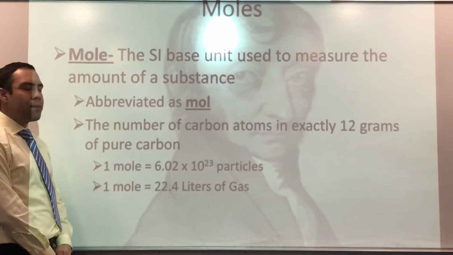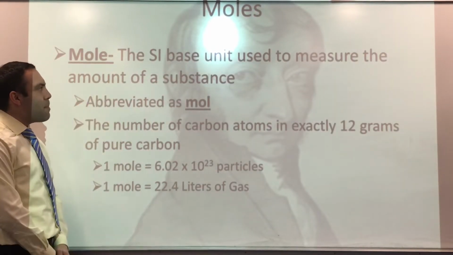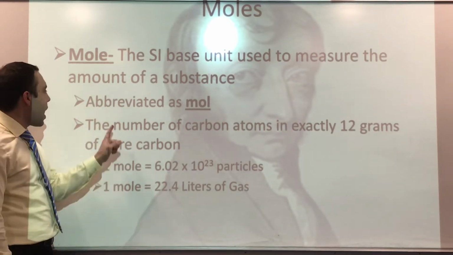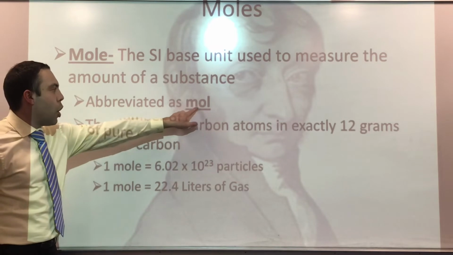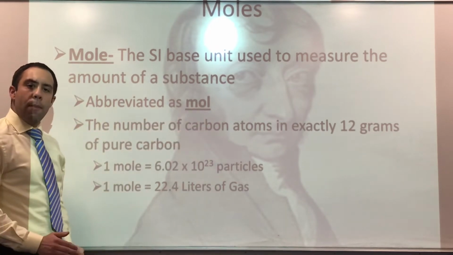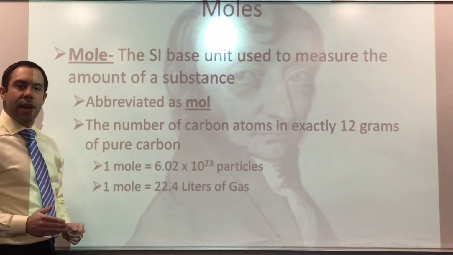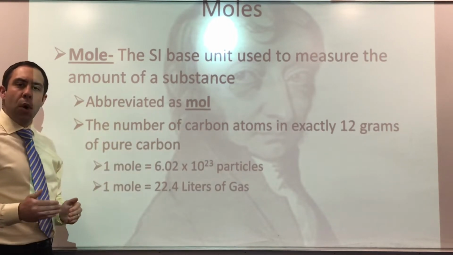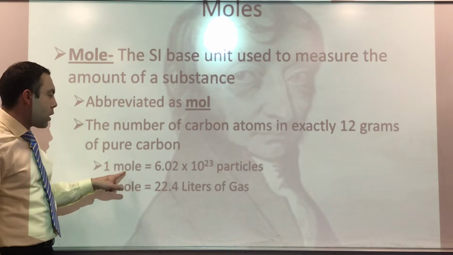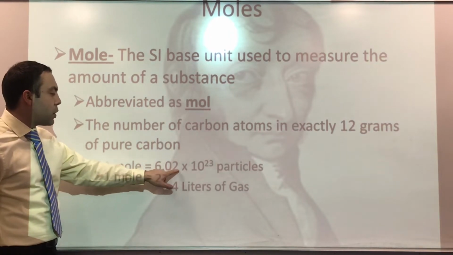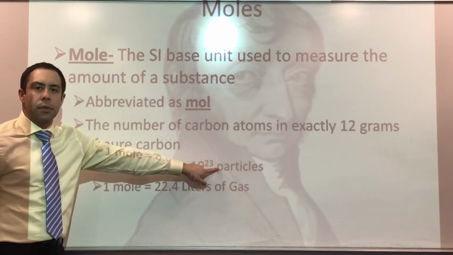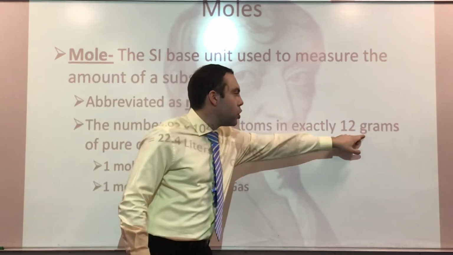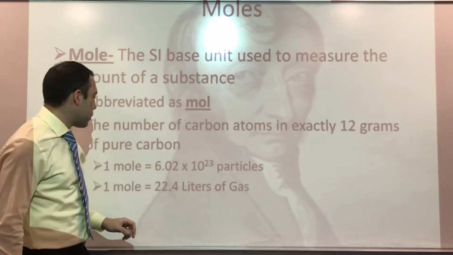So what is a mole? A mole is the SI base unit used to measure the amount of a substance. And it can be abbreviated as MOL. Now remember, the periodic table of elements is based off of carbon. So if you have a mole of carbon, you have 6.02 times 10 to the 23rd atoms of carbon, and that will have a mass of exactly 12 grams.